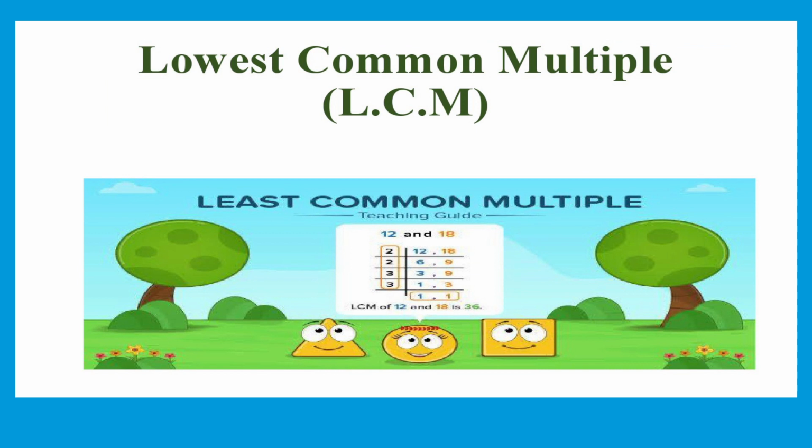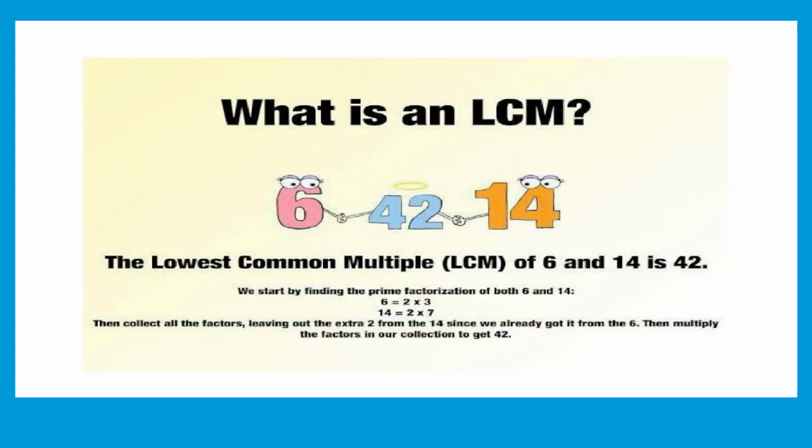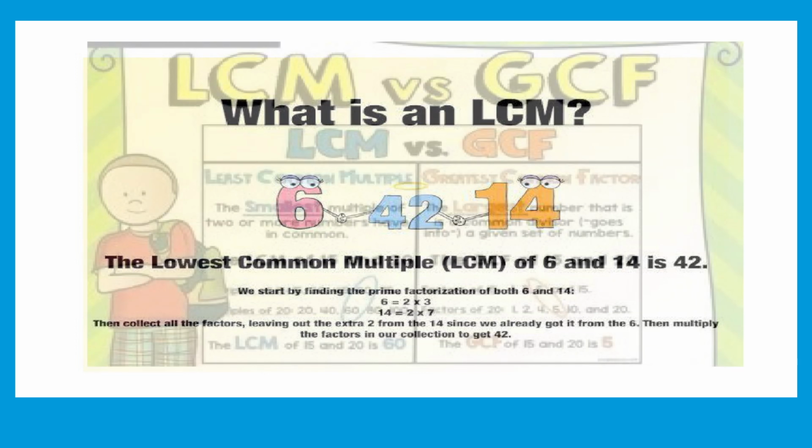Now we'll see what the least common multiple, or LCM, is. LCM is the smallest number that is a common multiple of both numbers. Like the LCM of 12 and 18 is 36. The LCM of 6 and 14: we start by finding the prime factorization of 6 and 14. Then we multiply all the factors and we get the number 42.